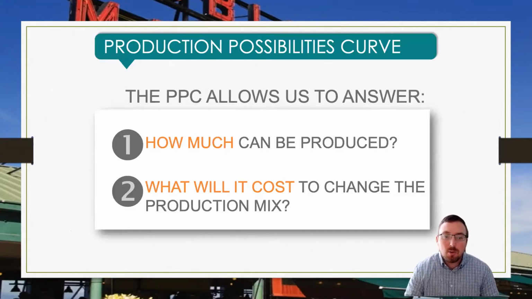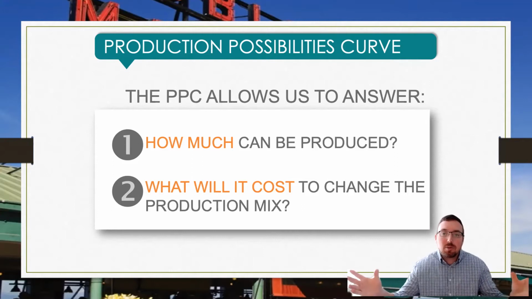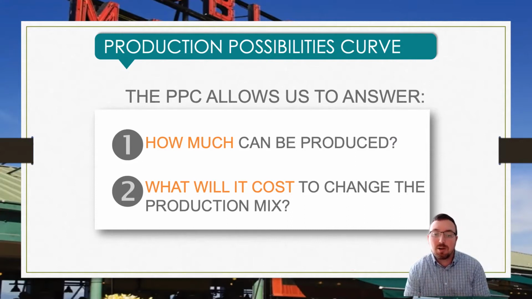So let's talk about what this PPC curve allows us to answer. Number one, it allows us to answer how much can be produced. Again, based upon the resources that are available, what can be produced with the resources that are available. All right, again, we can look at an aggregate example of this. We can also look at an individual or maybe even a business perspective as well. So think about, how much can the U.S. produce? With the resources available, what can the U.S. produce? Maybe the U.S. has a choice between producing domestic goods or maybe defense goods.